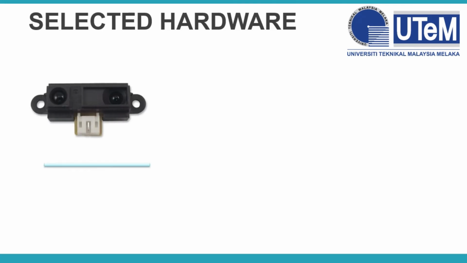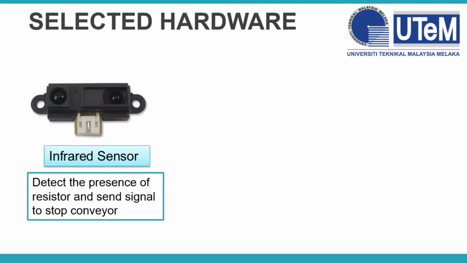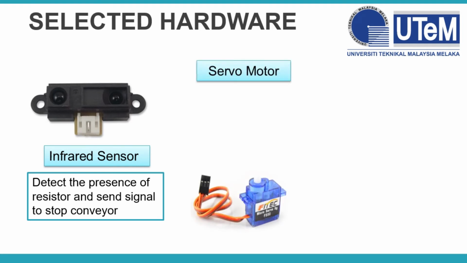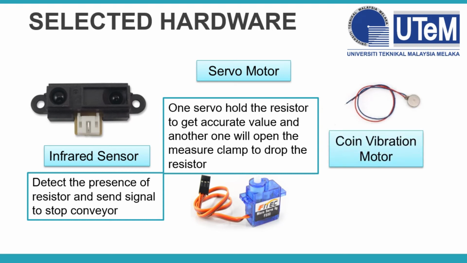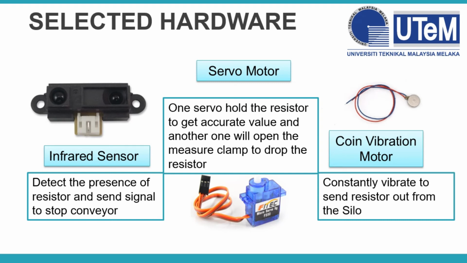I also chose an infrared sensor. It detects the presence of a resistor and sends a signal to stop the conveyor. For the servo motor, I need 2 servos. One servo holds the resistor to get an accurate value, and another one will open the measurement clamp to drop the resistor. I also chose a vibration motor because it will constantly vibrate to send resistors out from the silo.